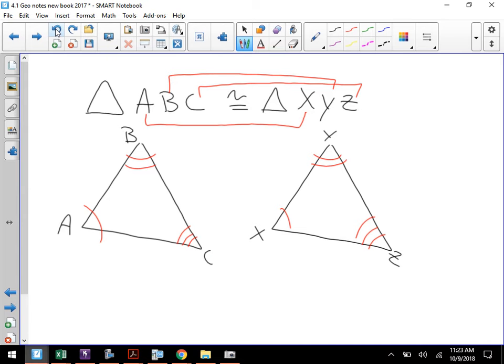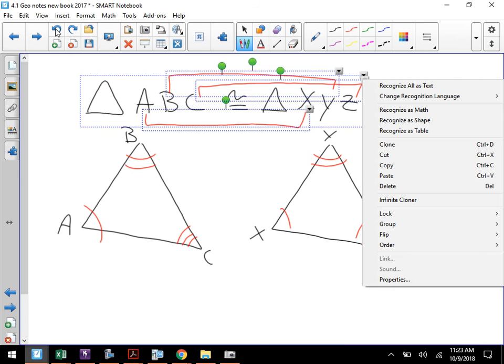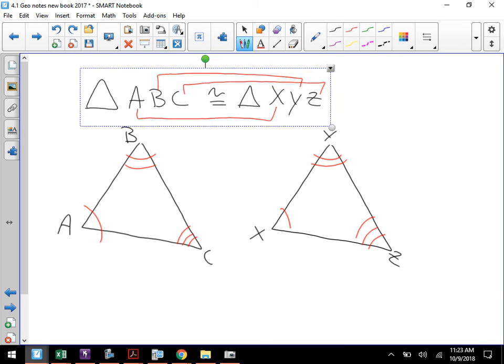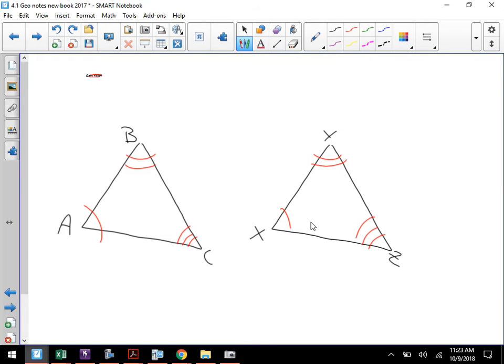So angles are very easy to look for. What about sides? How many letters do you need for a side of a triangle? 2. From point A to point B is a side, isn't it? Point B to point C is a side. C to A is a side. If you're just looking at it, and let's say you didn't know that, but you had these pictures.